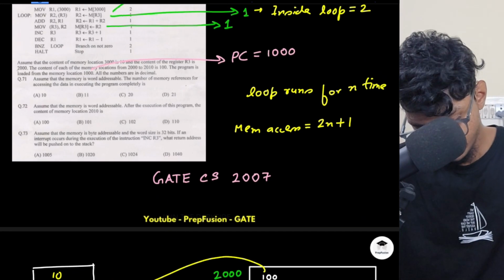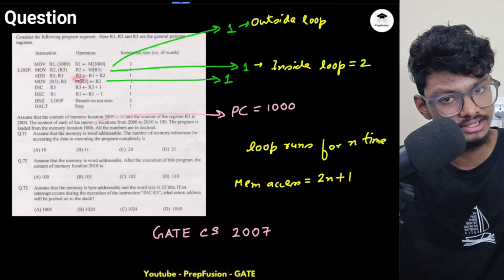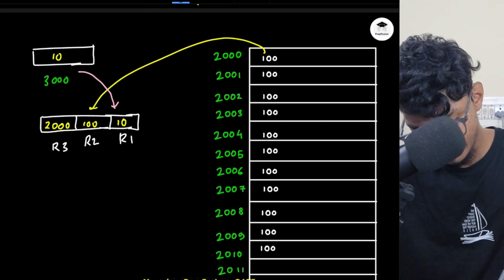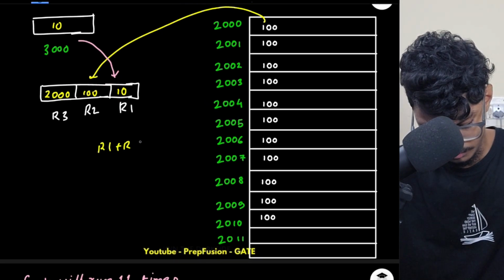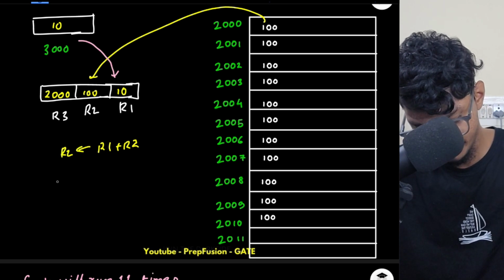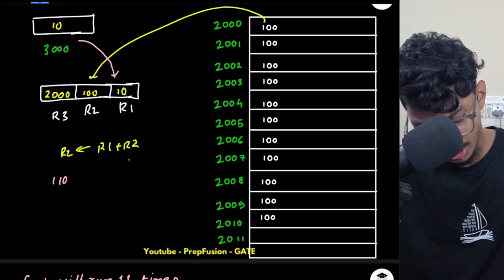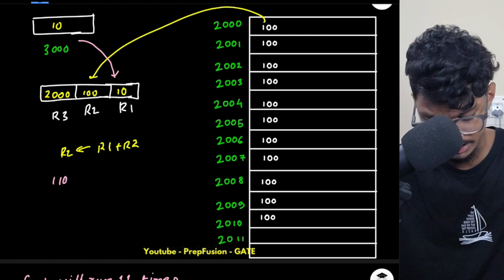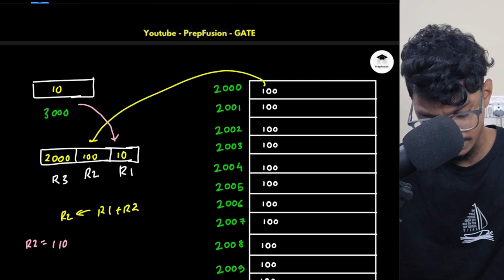Now next, what they are doing here in the third instruction is adding R2 and R1 and storing it in R2. So I am adding R1 and R2 and storing it in R2. So now my R2 becomes 110 basically, right? R1 is still 10 only. R1 doesn't change, but my R2 is 110.